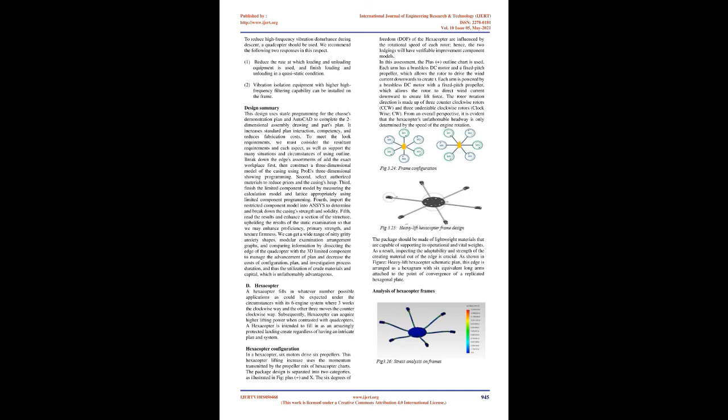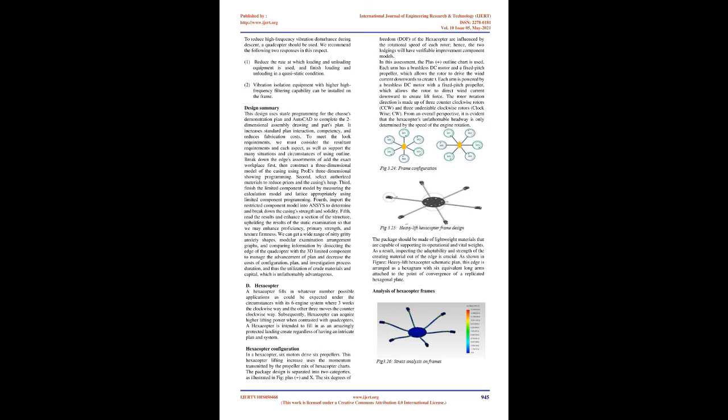D. Hexacopter. A hexacopter fills in whatever number possible applications as could be expected under the circumstances with its 6-engine system where 3 work the clockwise way and the other 3 move the counter-clockwise way. Subsequently, a hexacopter can acquire higher lifting power when contrasted with quadcopters.